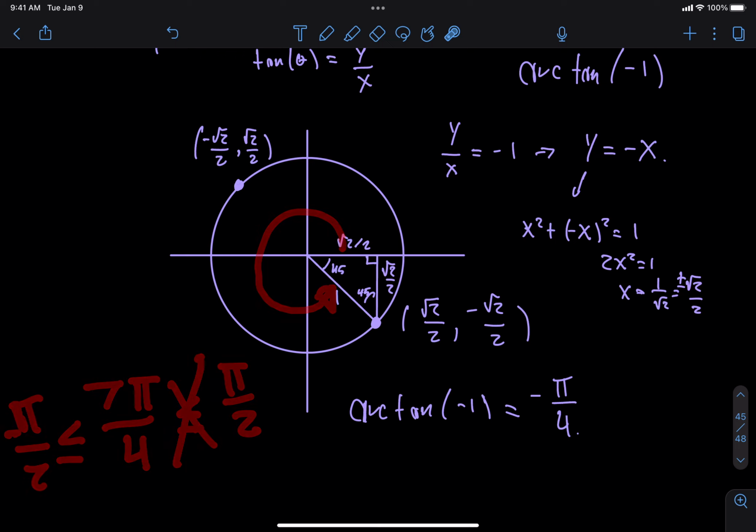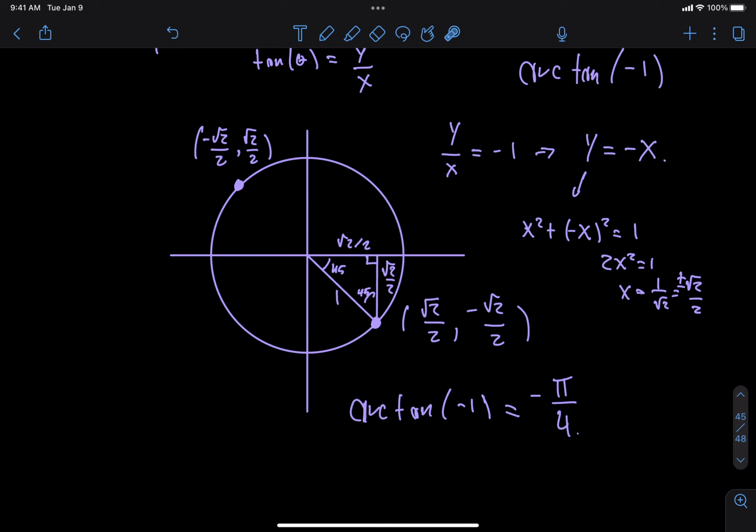But this is the whole problem, is there's infinitely many choices of an answer, and I want to single out one. So I just arbitrarily say, I'm only going to care about the ones that are between negative pi over 2 and pi over 2. So since that one is outside of that range, I'm going to throw it away. I'm going to throw away an infinite set of solutions, and I'm just going to stick with one. And that is the one which is between negative pi over 2 and pi over 2.